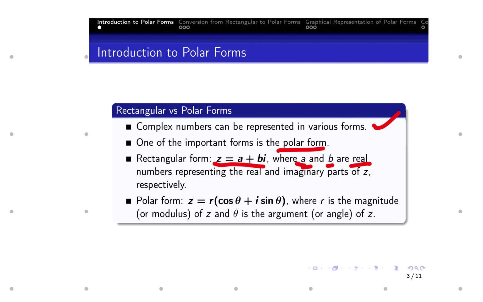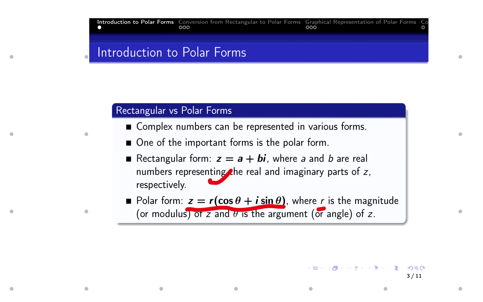But apart from this rectangular form, we have found the polar form to be very useful, as you are going to see later. It is very useful for performing multiplication without stress. The polar form is written as z equals r(cos theta plus i sin theta), where r is the magnitude or modulus of z and theta is the argument or angle of z.